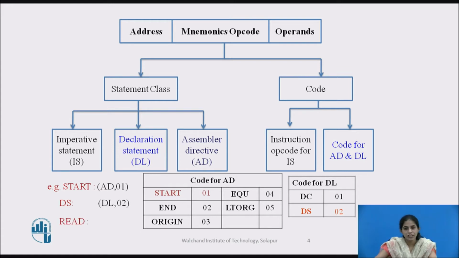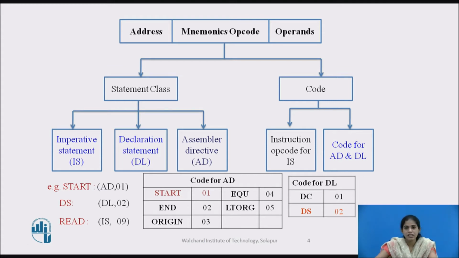Now similarly we generate the intermediate code for the READ. READ is nothing but an imperative statement. So here we specify IS, and for the IS we have to fetch the instruction opcode. The opcode for the READ is 09. So here we specify 09. This is the way we write the intermediate code for the mnemonics opcode.